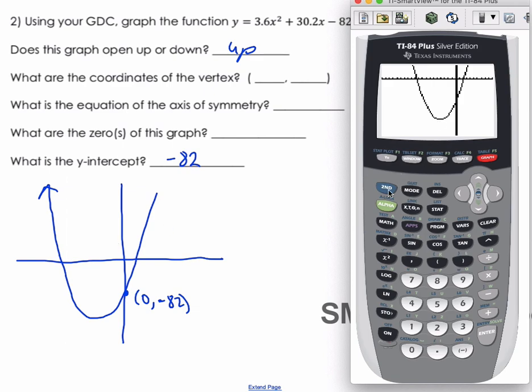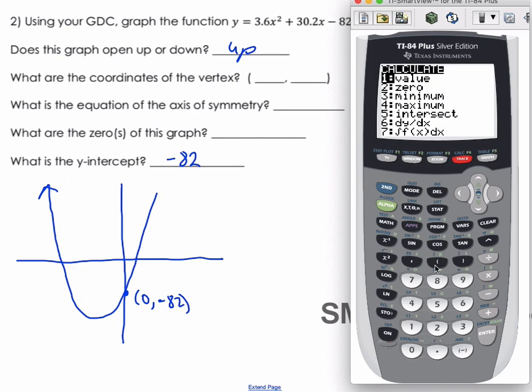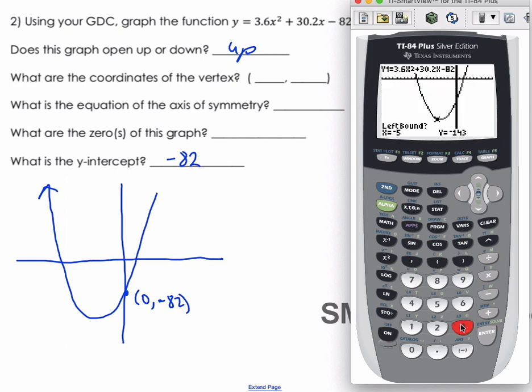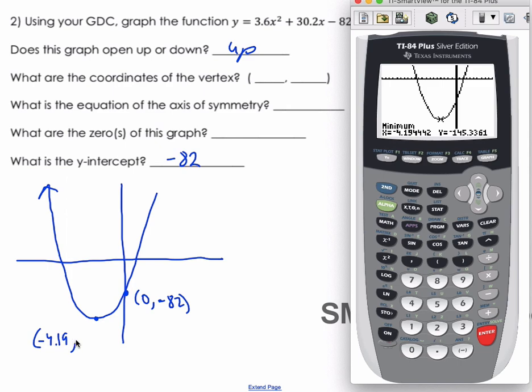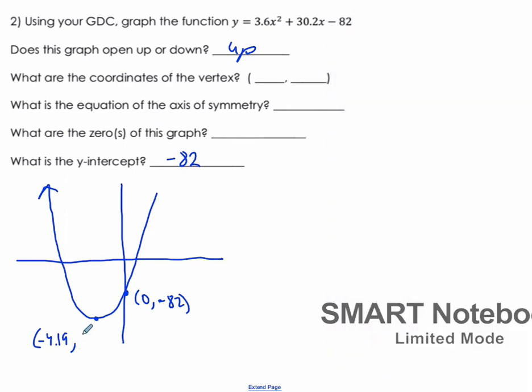So the vertex first, we'll go to second, calc, it's minimum. Okay, so for left bound, you got to be to the left of it. And then you go to the right side of the vertex. Then the guess should be right on the vertex. And it tells you exactly the coordinates. So that's negative 4.19, comma 145.